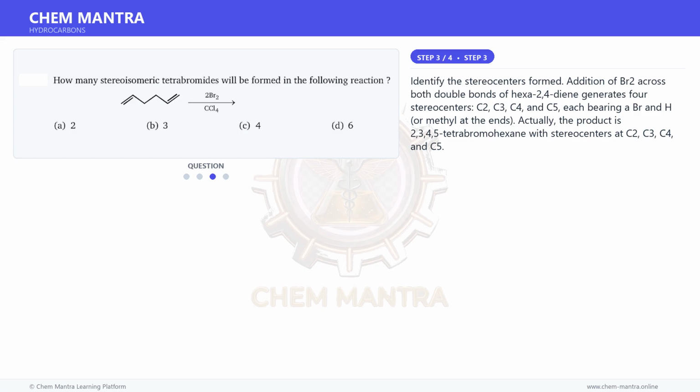Moving on to the next step. Identify the stereocenters formed. Addition of Br2 across both double bonds of hexa-2,4-diene generates 4 stereocenters, C2, C3, C4 and C5, each bearing a Br and H or methyl at the ends. Actually, the product is 2,3,4,5-tetrabromohexane with stereocenters at C2, C3, C4 and C5.